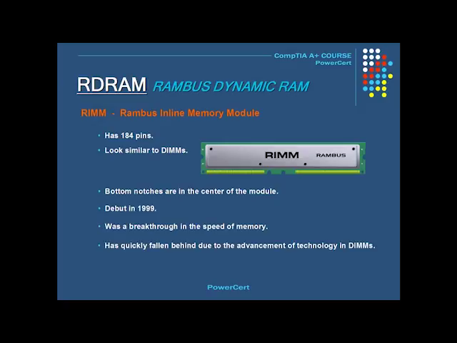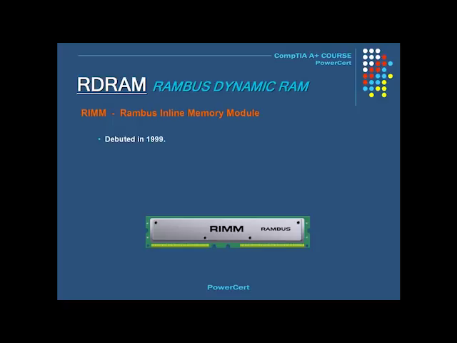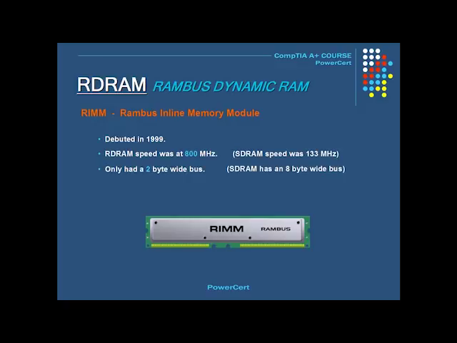When RDRAM debuted in 1999, it ran at 800 MHz, which was considerably faster than SDRAM, which ran at 133 MHz at that time. But even though it was a lot faster than SDRAM, RDRAM only had a 2-byte wide bus, compared to SDRAM, which had an 8-byte wide bus. So if you multiply the speed of RDRAM, 800 MHz, times the bus width, 2 bytes, you will get a total bandwidth of 1600 megabytes per second.